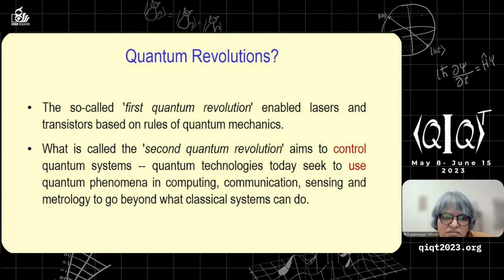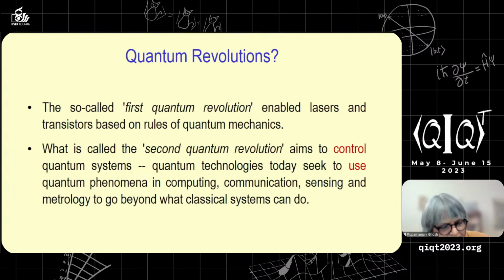It's just not applying it, but controlling it. So quantum technologies today seek to use quantum phenomena in computing, communication, sensing, and metrology. And you go beyond what classical systems can do. Everybody understands that, but this is what is known as the second quantum revolution.